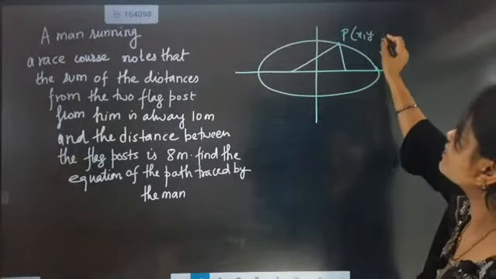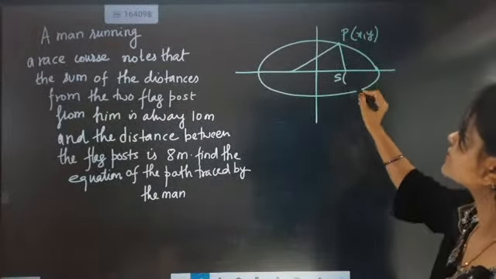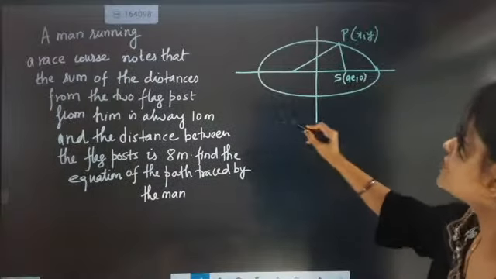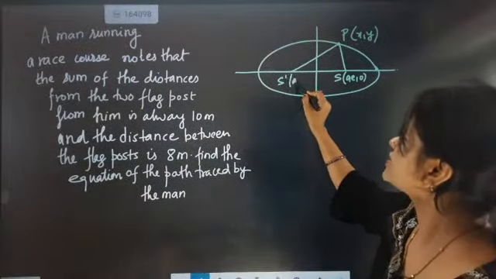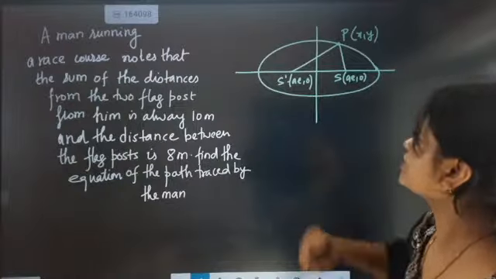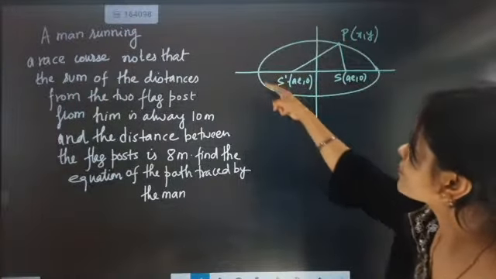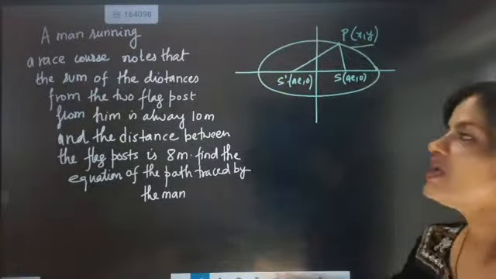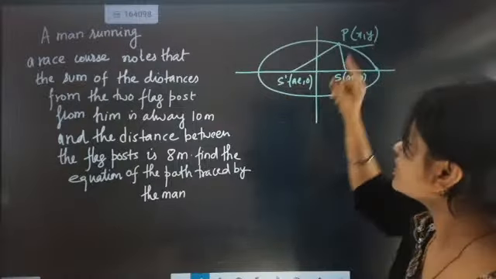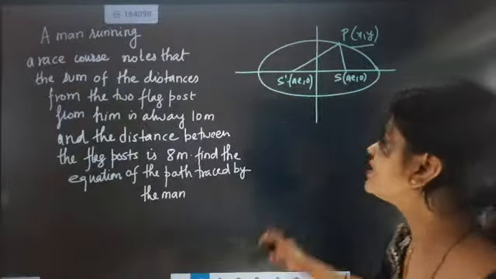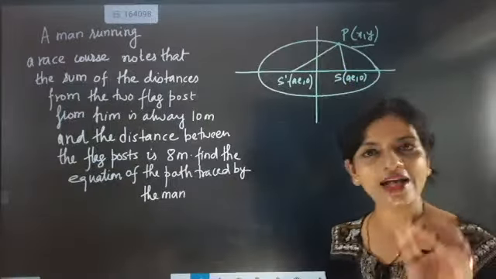So PXY will be there. This is S (ae, 0) and this is S' (-ae, 0). That means the man is at P(x, y) and he is running on the ellipse. But one thing, every time, he is saying that his distance is exactly fixed.